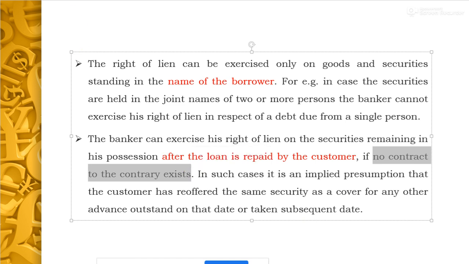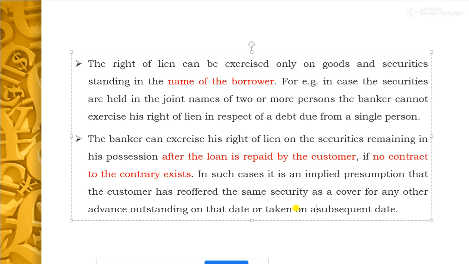So, there is one more condition. No contract to the contrary exists. In such cases, it is an implied presumption that the customer has reoffered the same security as a cover for any other advance outstanding on that date or taken on a subsequent date. Okay. So this is the last point, that is the banker can exercise his right of lien on the securities remaining in the possession after the loan is repaid by the customer if no contract to the contrary exists.